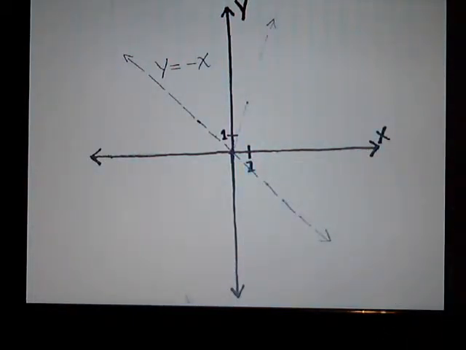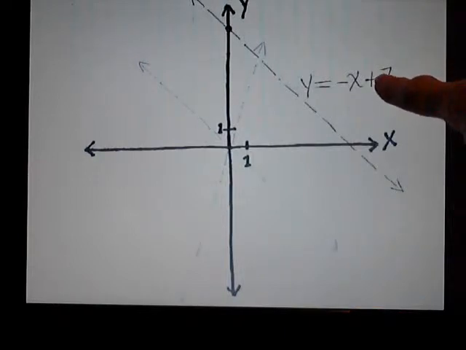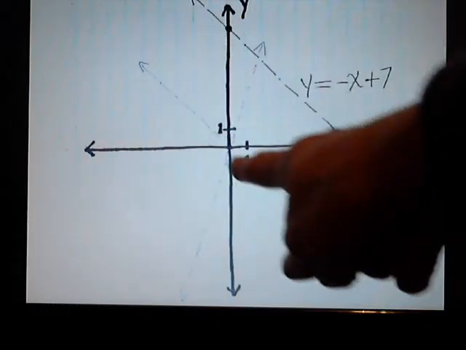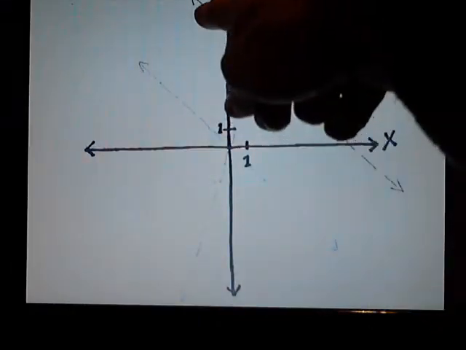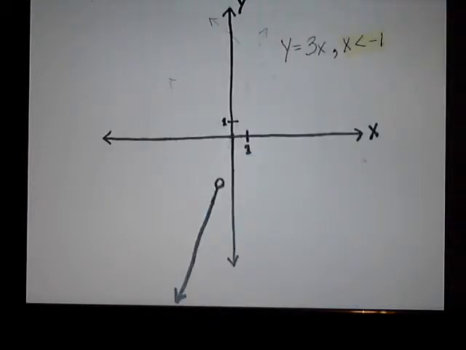So we have those two lines, and we'll keep just parts of them in a minute. And then the third line for this piecewise is y equals negative x plus 7. Here's our y-intercept of 7, and then we have a slope of -1 over positive 1, so it's going to be parallel to this line. Now we have these portions of the lines that we're going to keep.